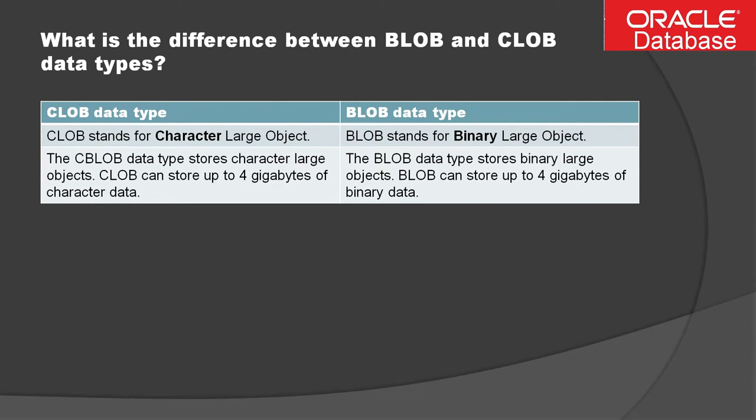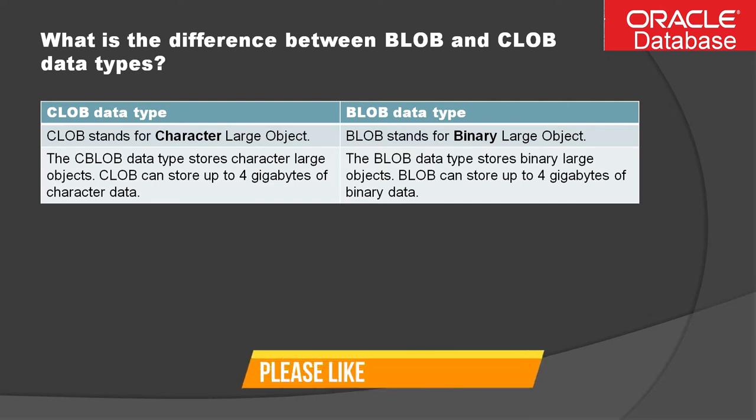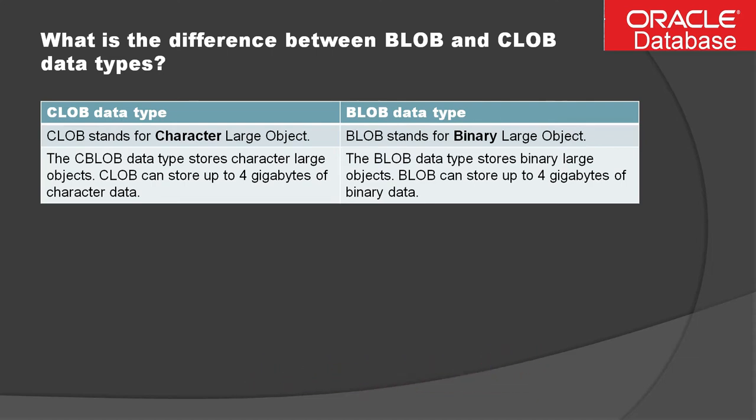And for the size of this data type, by default you don't need to specify it while creating the column, so it stores 4 gigabytes of character data, right? Similarly, BLOB, as you know, stands for binary large object. So basically it is used to save binary-oriented data, like an image, an mp3 or mp4 file, etc. And the size of this data type is also 4 gigabytes.